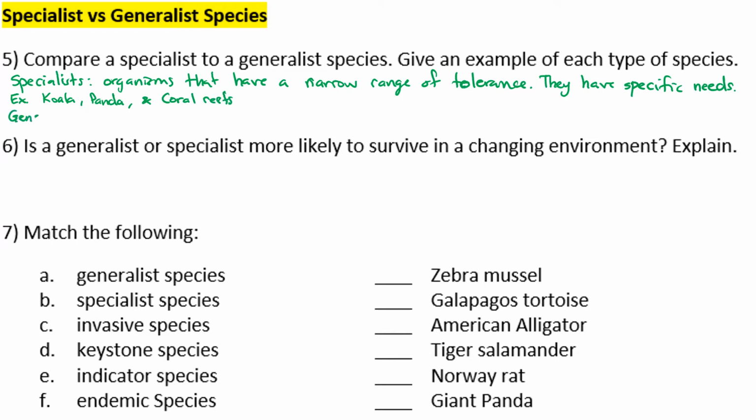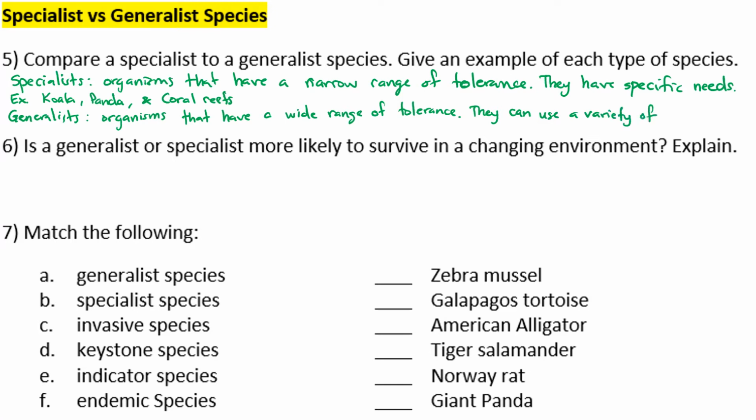We have the generalists. So they're organisms that have a wide range of tolerance. They can use a variety of resources. Examples, my favorite example, the raccoon, humans, and coyotes.